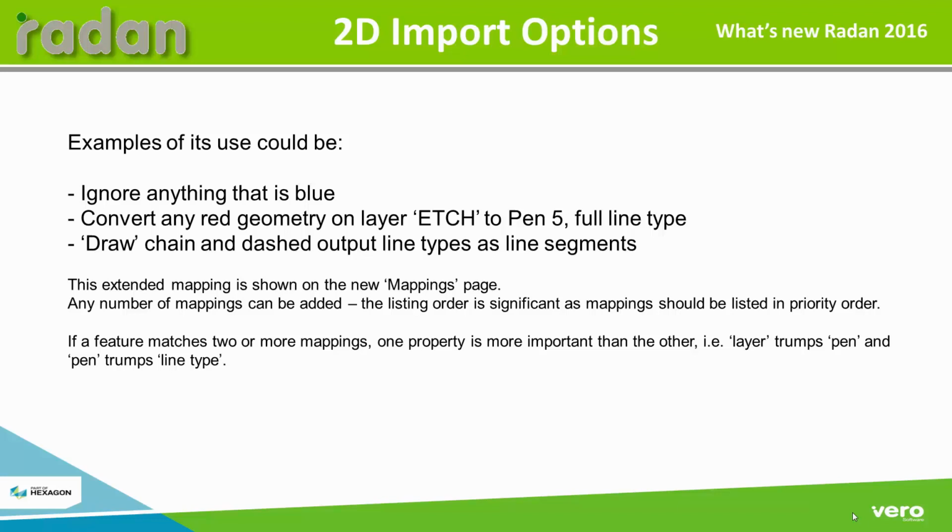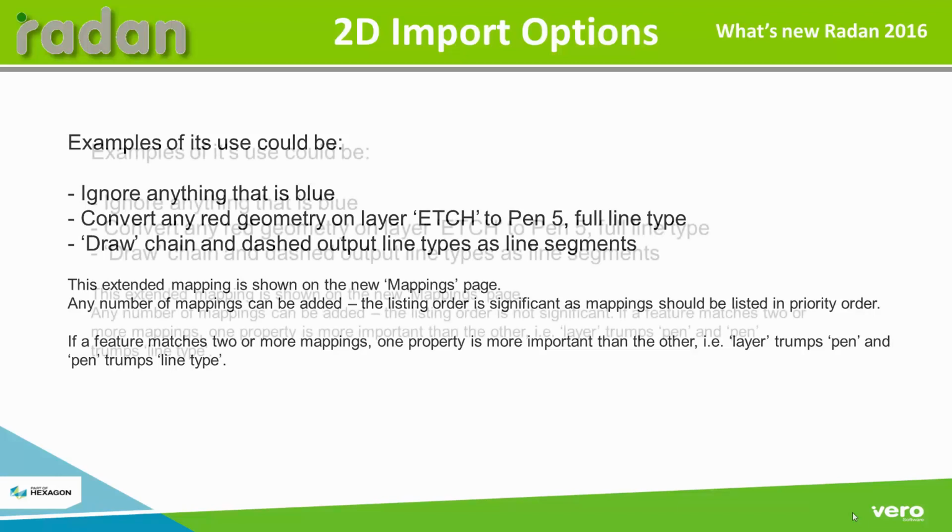Any number of mappings can be added. The listing order is significant as mappings should be listed in priority order. If a feature matches two or more mappings, one property is more important than the other, i.e. layer trumps pen and pen trumps line type.